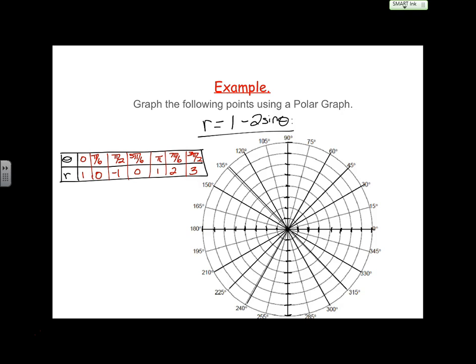Graph, and then the second question is, can you figure out how to connect the points? Graph the points in order.